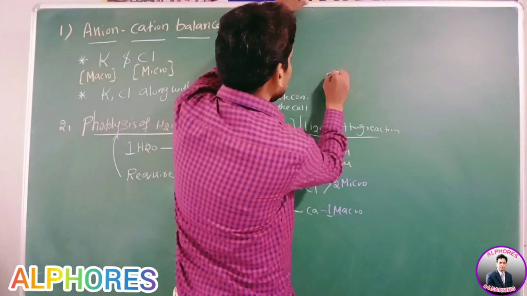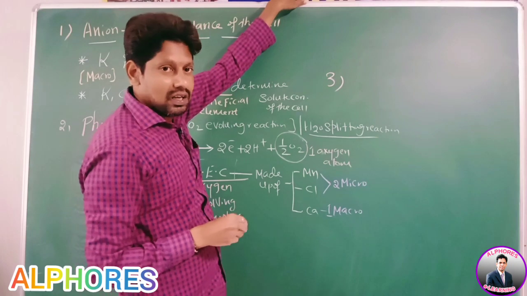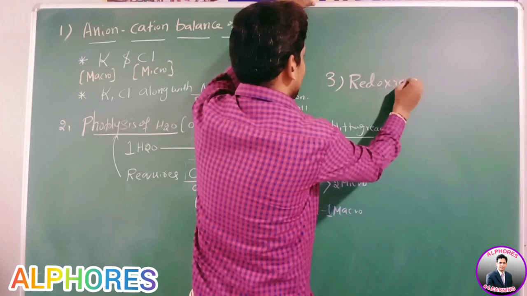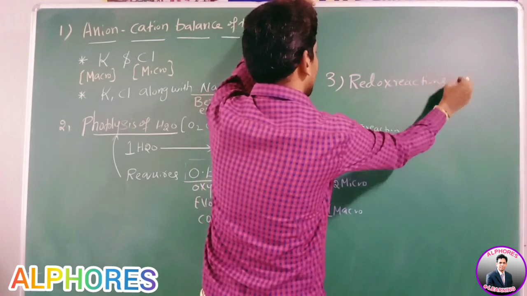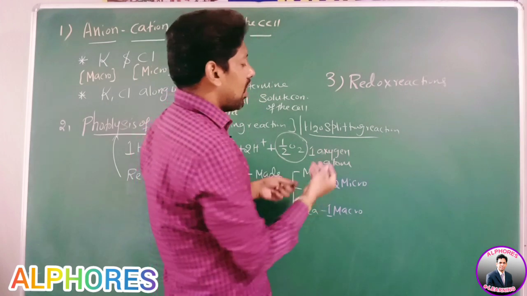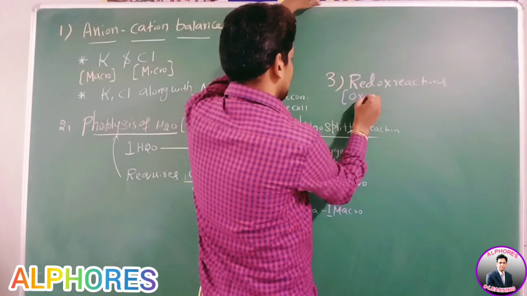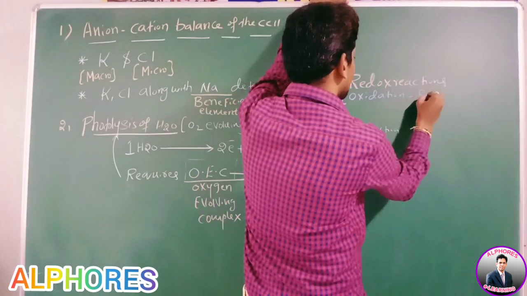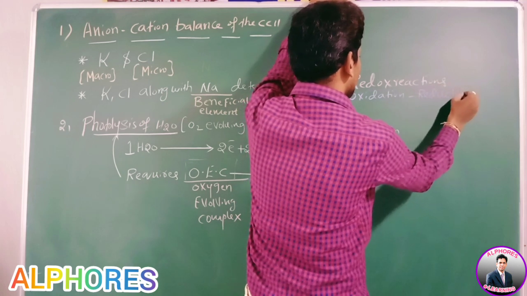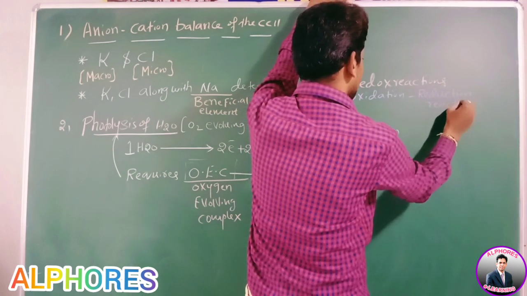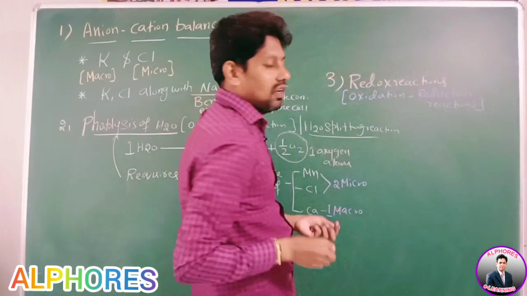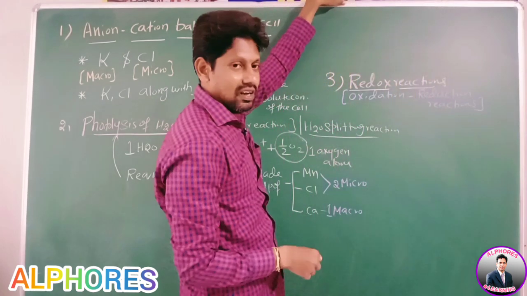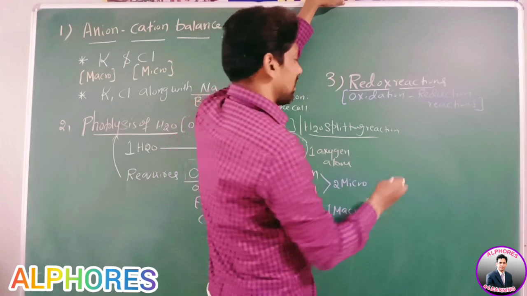Okay, right. Go for the third one. Number 3, redox reactions. As chemistry students, you know well about these redox reactions, nothing but oxidation reduction reactions. What are the essential elements that participate in these redox reactions?